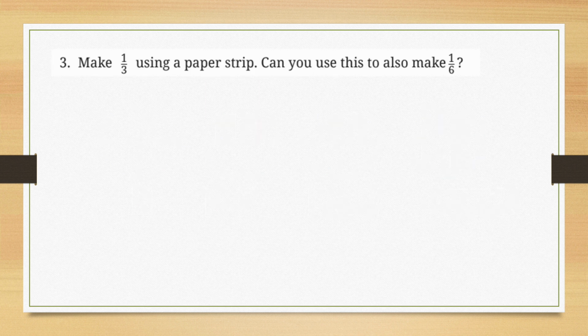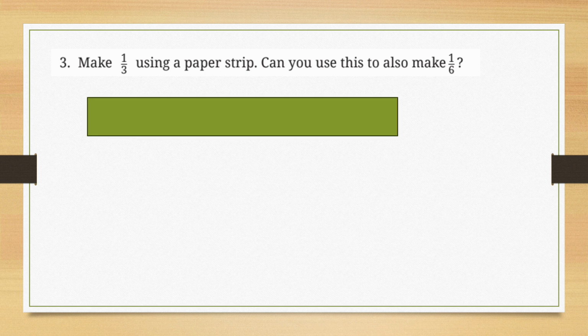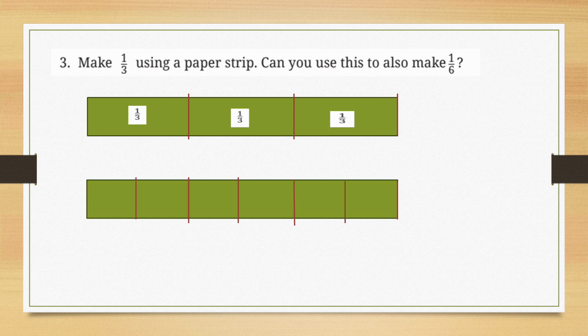Make 1 by 3 using a paper strip. Can you use this to also make 1 by 6? So, you take a paper strip like this and you can make 1 by 3 by dividing this into 3 equal parts. See, now you have 3 equal parts. Each part is 1 by 3. Then using this same strip, you can make 1 by 6. So, each 1 by 3, if you divide, you will get 1 by 6. See, like this. So, each part is 1 by 6.